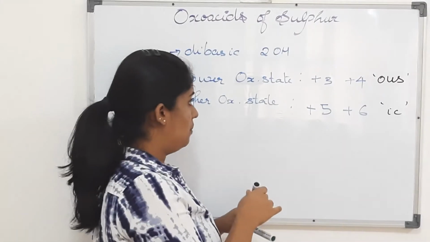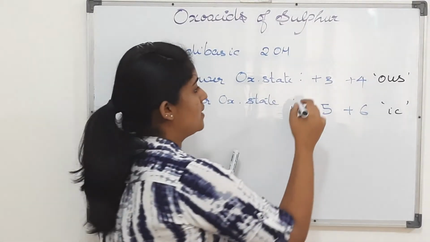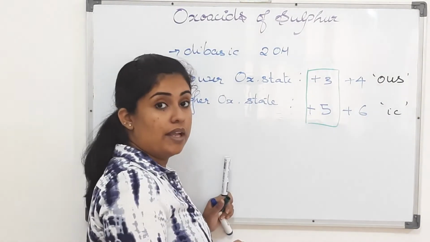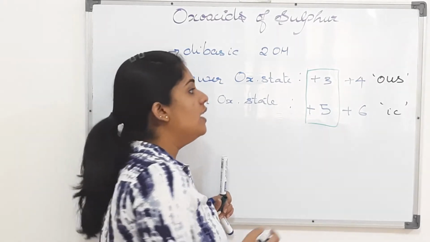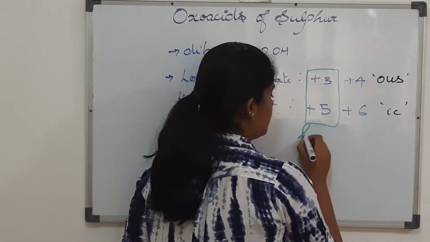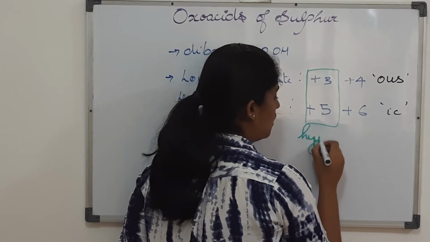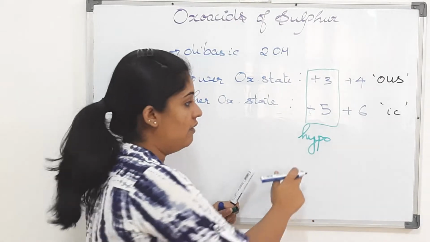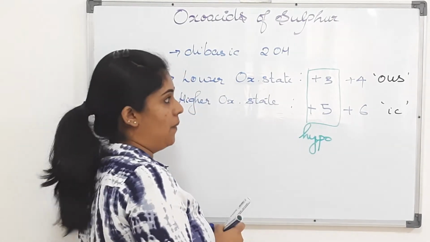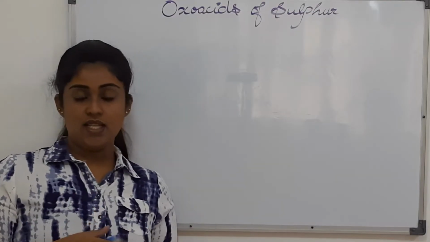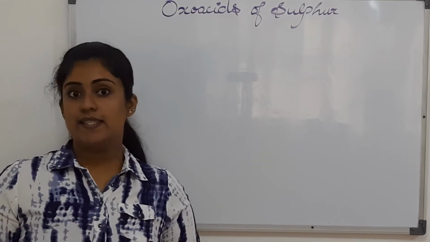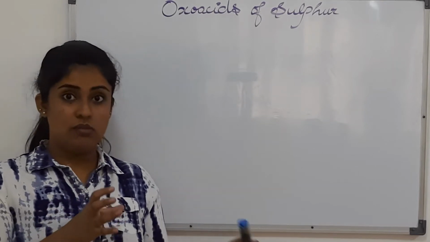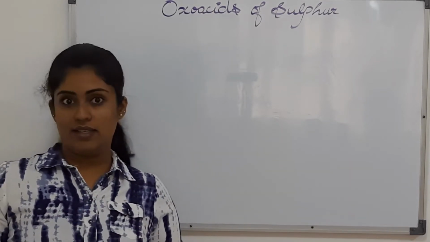Another point to be remembered is that the starting ones, that is the structures having +3 or +5 oxidation state for sulfur, have the starting term hypo in their chemical name. If it's +3 it will be hyposulfurous acid, if it's +5 it will be hyposulfuric acid. Now based on the points discussed, we are going to draw 10 different oxoacids of sulfur. To make it simple, we are going to group them into different classes based on their similarities in structure.